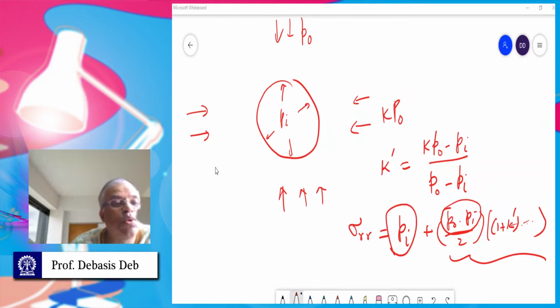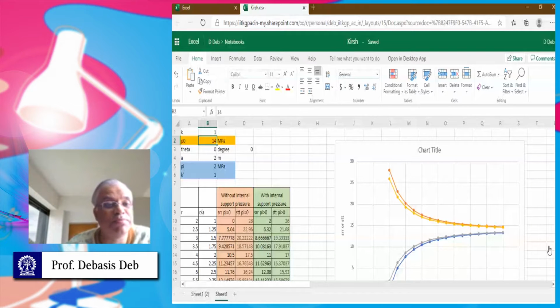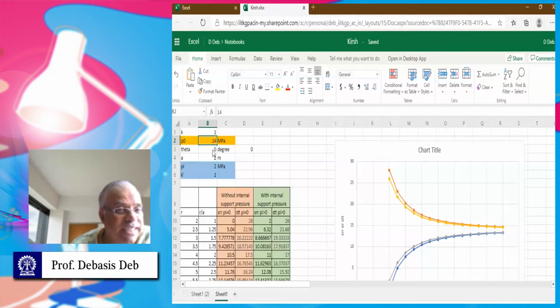Now I have added, let's say, 2 MPa Pi is applied. So internal pressure Pi. We are showing whiteboard only. Yes, now it is visible, right? Okay. Now you see that was K equals to 1 when P naught was 14 MPa. It was applied. Theta is 0 degree where I'm plotting it. A is again 2 meter, the same as before. Now this red one and the blue one is without Pi, that is Pi equals to 0.